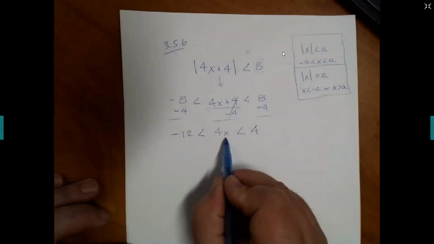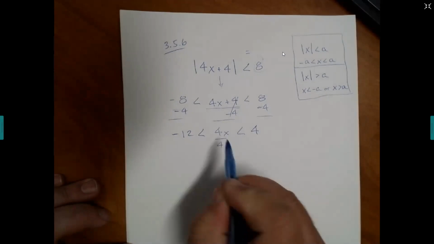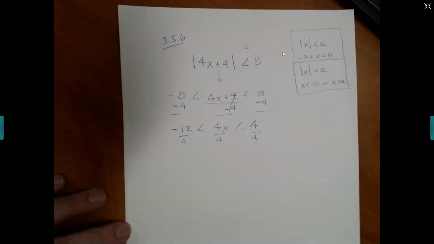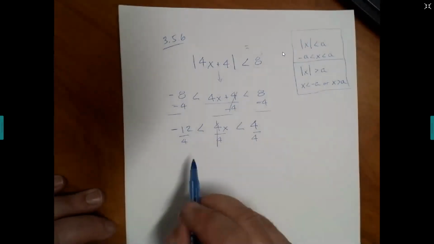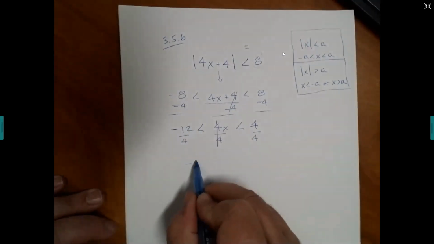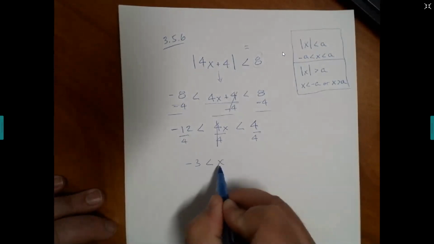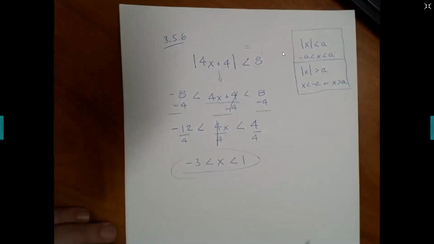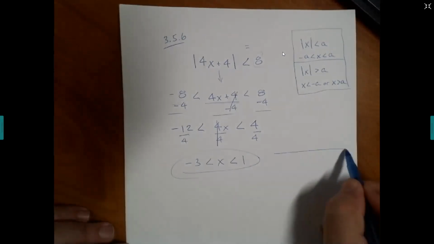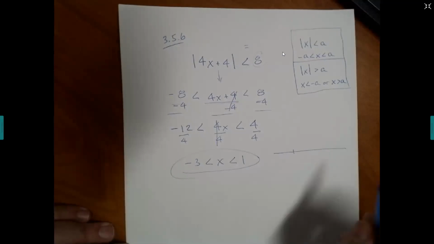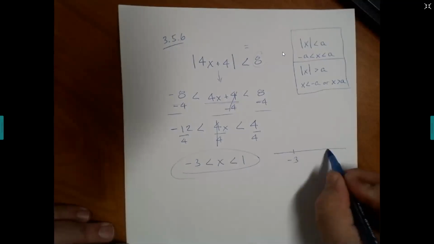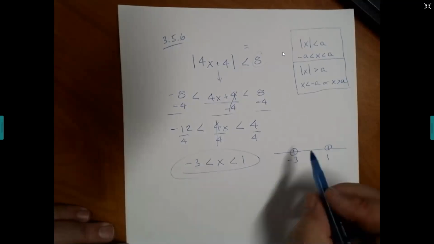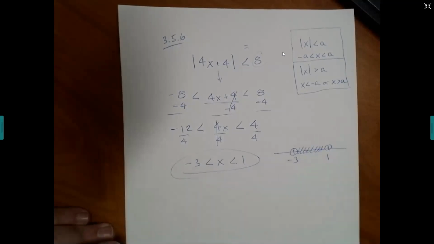Again, now back to the middle. We're trying to get x by itself, so we divide by 4. Divide everybody by 4. Negative 12 over 4 is negative 3. The 4's cancel. And there's our answer. Right, because x is between there. They're both open circles because there are no lines, and x is between there.